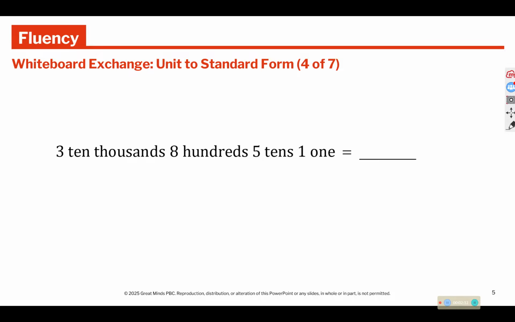Number 4, 3 10,000s, no thousands, 8 hundreds, 5 tens, and 1 one. Keep in mind you can access that place value chart to help you organize your thoughts. We'll reveal in 3, 2, 1.